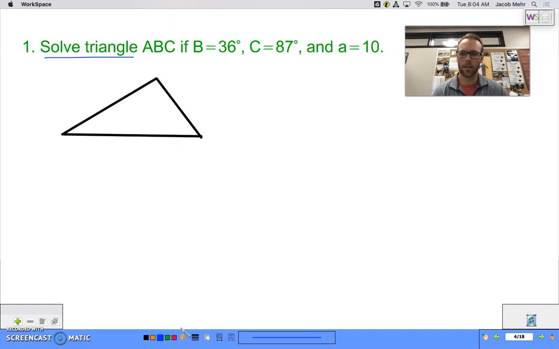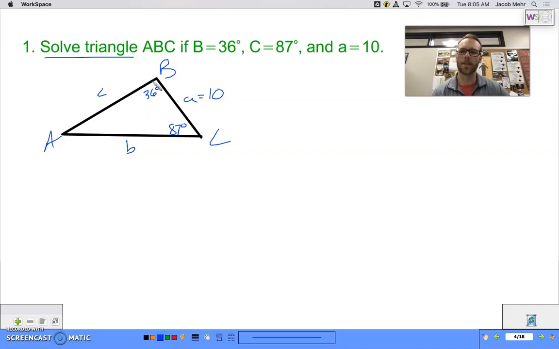And let's just label it ABC. Then I'll put my side lengths on. And now let's put in the measurements. B is 36 degrees. C is 87 degrees. And side length A is 10.